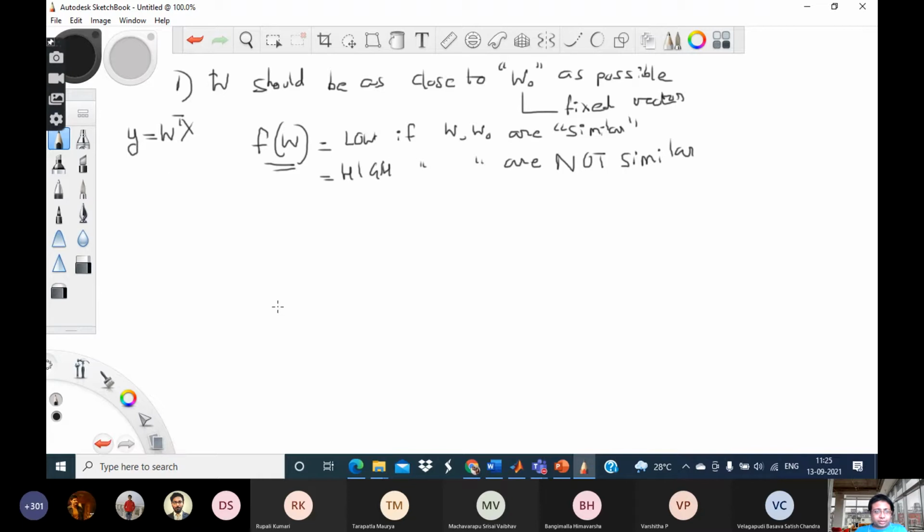Remember W minus W naught. Okay, so remember that W is a d-dimensional real vector. W naught is also a d-dimensional real vector. So one which we have already heard is W minus W naught. Since W and W naught are both d-dimensional real vectors, this fw will also be a d-dimensional real vector.